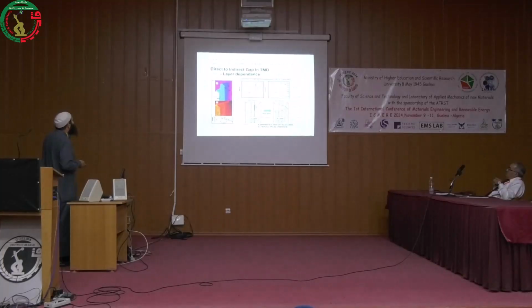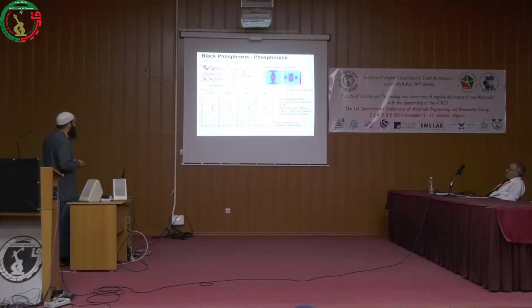So here we can see the effect of the number of layers of the same material. The same material with different layers can change. Here we can see that for one layer, it's a direct band gap semiconductor, and for four layers, it's a different kind, an indirect semiconductor. Second, by changing the number of layers, we can also change the value of the band gap, which leads to different applications.